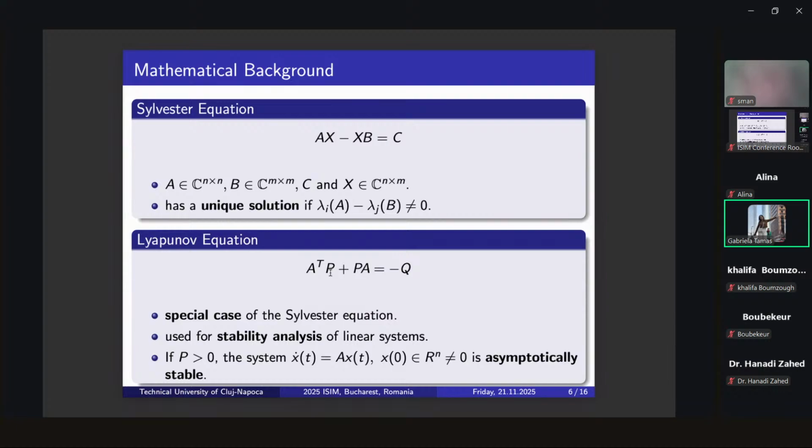The second one is the Lyapunov equation. It is a special case of the Sylvester equation. It is used for stability analysis of linear systems. If the matrix P is positive definite, then the system is asymptotically stable.